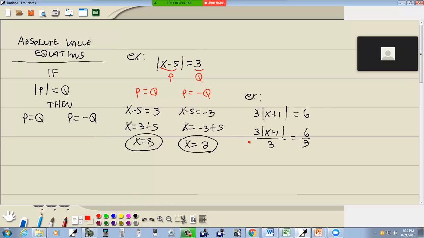Now when I do that, these 3's cancel, and I'm left with the absolute value of x plus 1, and 6 divided by 3 is 2. At that point, the absolute value is by itself, so we could go through and use our formula.